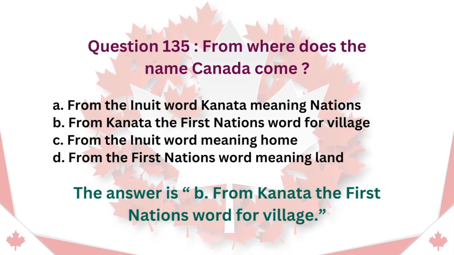Question 135. From where does the name Canada come? A. From the Inuit word Kanata meaning nations. B. From Kannada the First Nations word for village. C. From the Inuit word meaning home. D. From the First Nations word meaning land. The answer is B. From Kannada the First Nations word for village.